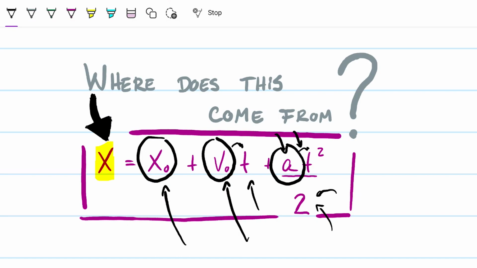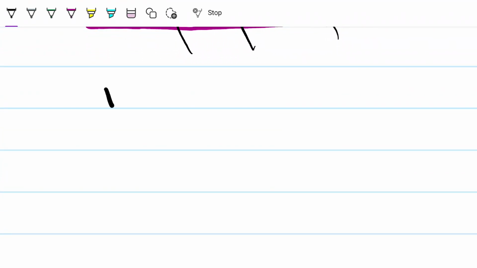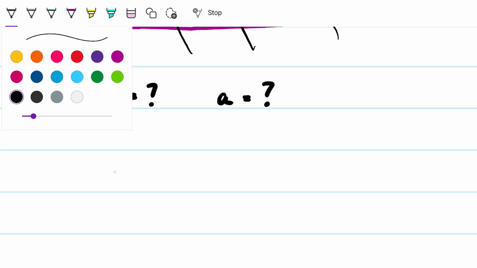Where does this originate from? Well, as always, we're going to start from the very basics, very fundamentals, and we're going to go from there. The very fundamentals are, what is velocity and what is acceleration? And we're going to start with those two things, and from there we're going to be able to derive the equation.